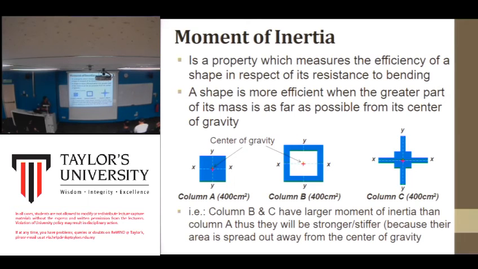So they would have different resistance towards bending. Okay, so a shape is more efficient when the greater part of its mass is as far as possible from its center of gravity. So if you look at all these three different sections, that's the center of gravity right in the middle.